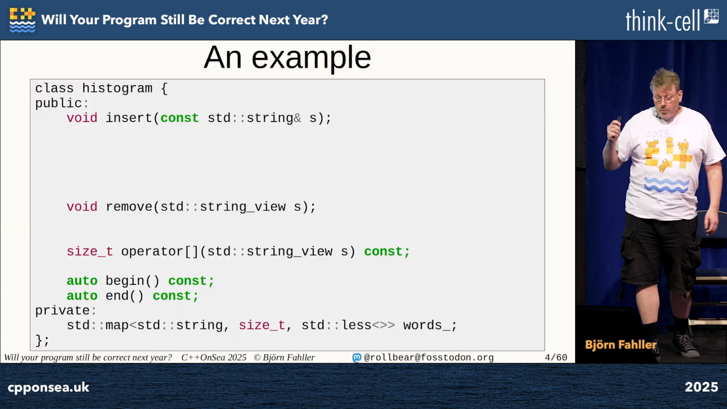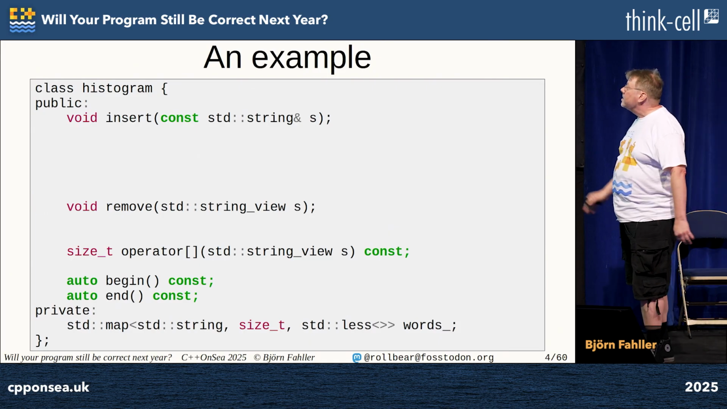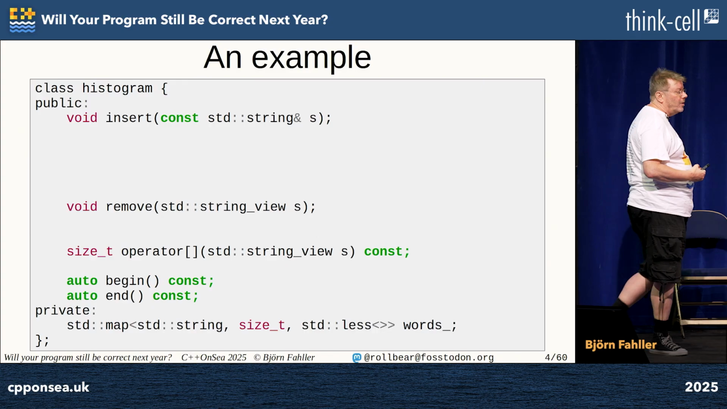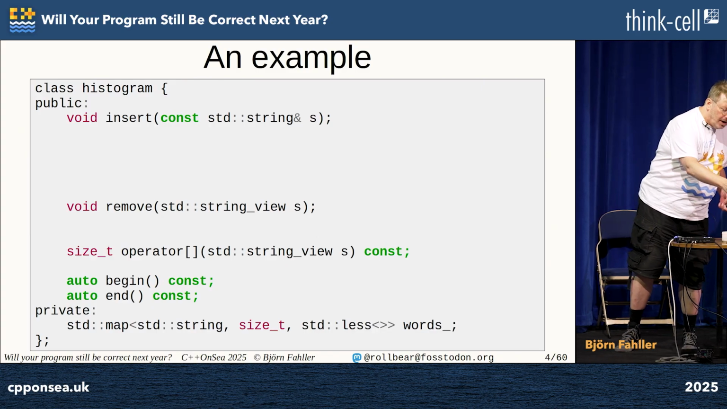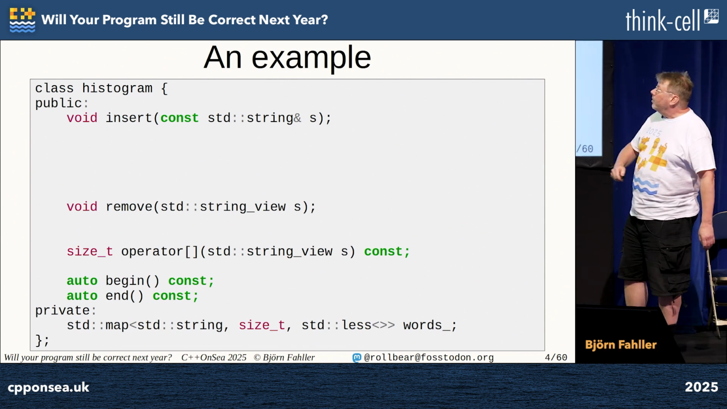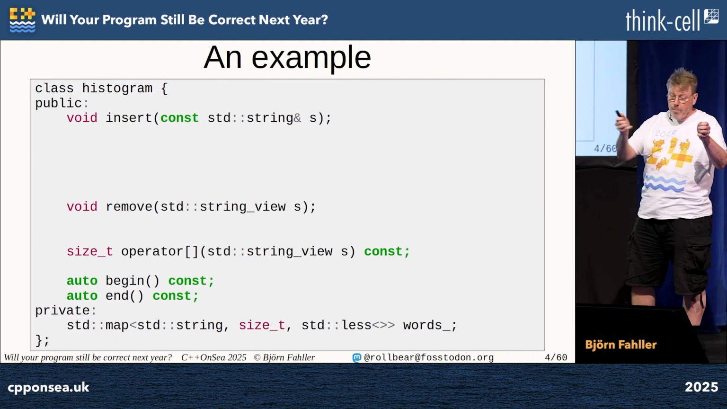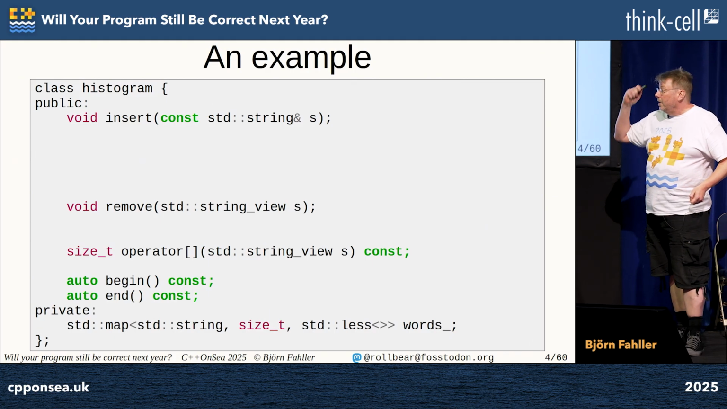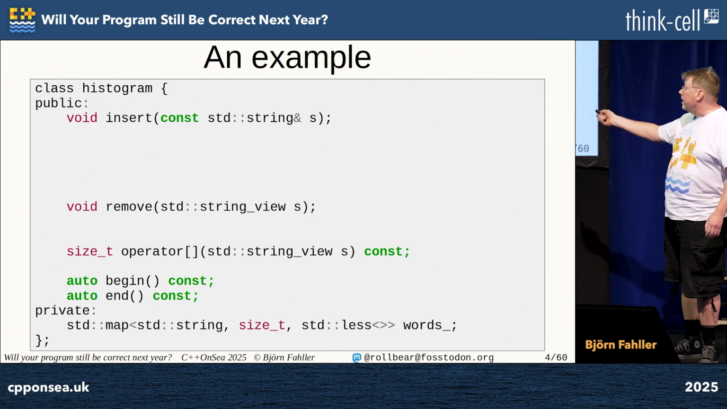However, I'm going to drive this talk with an example with this hideously complicated program. It's a histogram of words, and I forgot to start my timer. There it's going. So we want to be able to insert words, remove words, ask how many times a word occurs, and be able to go over the range of all the words, and I'm storing them in a std::map.